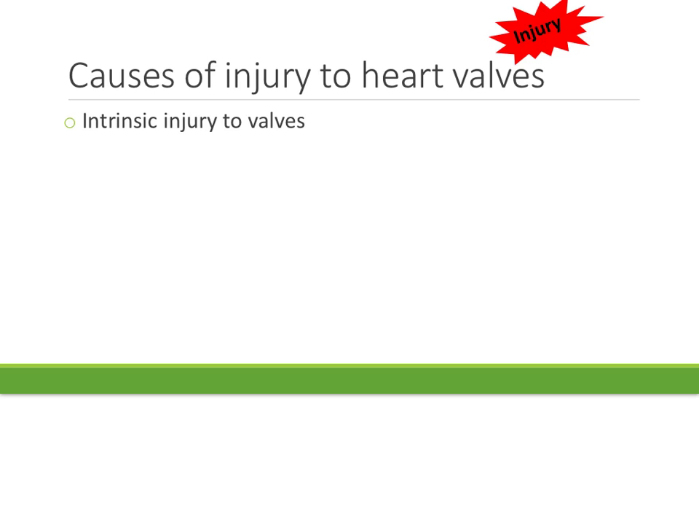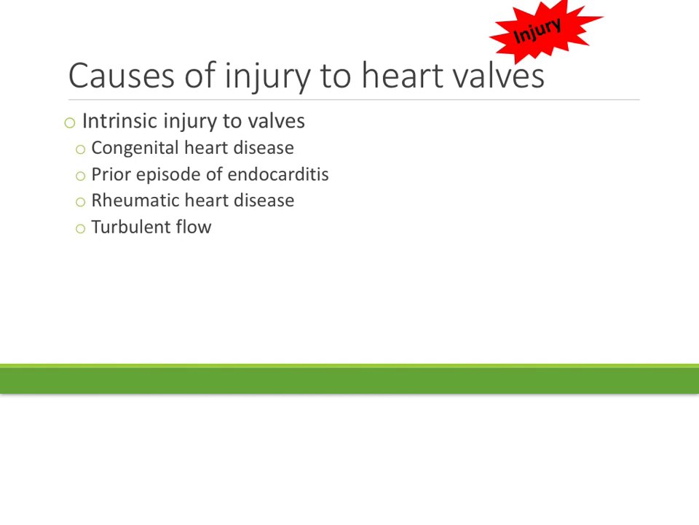Okay, here are the causes of injury to the heart valves. First is intrinsic injury to the valves. This is from things like congenital heart disease, prior episodes of endocarditis, rheumatic heart disease, or states with increased turbulent flow, things like aortic stenosis or congenital bicuspid valve. Extrinsic injury to the valve also predisposes to infectious endocarditis. This is from things like intravenous drug use.